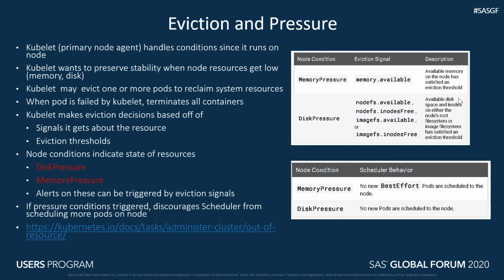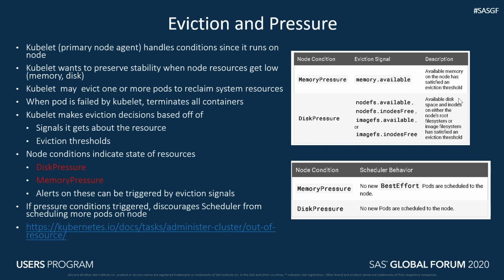The kubelet, the primary node agent that we talked about, that runs as an agent on each of the worker nodes, handles these kinds of error conditions since it's on the node. The kubelet's main job, or one of its main jobs, is to preserve stability when the node resources get low, to make sure that it is keeping the node healthy, and that the node doesn't get overloaded with different things consuming too many resources. So the kubelet has the ability to evict one or more of the pods to reclaim system resources if things start getting too intense in terms of consuming the memory, the CPU, those sorts of things.